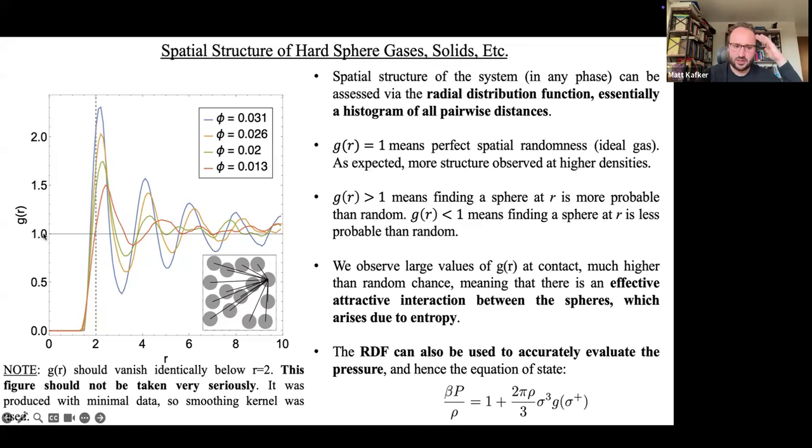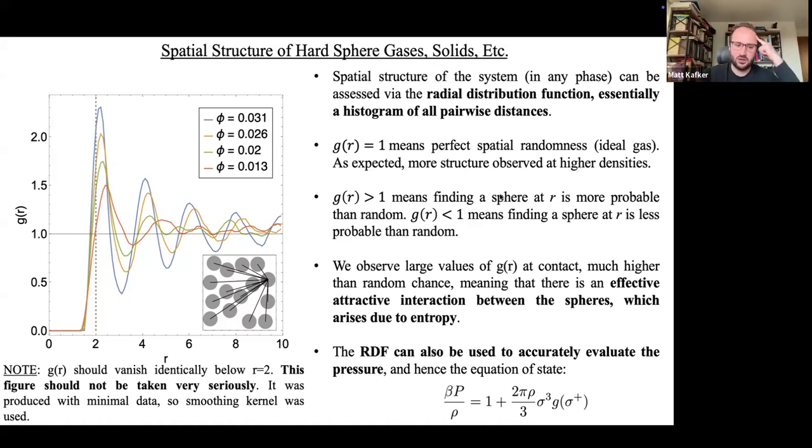So here's how to interpret this thing. g(r) equals 1 corresponds to total randomness. So if you just took random points in a plane, and then you passed them into g(r), you would get 1 with some small fluctuations on top of it. g(r) greater than 1 means that you're more likely than random to find two particles separated by distance r, and g(r) less than 1 means you're less likely than random to find two particles separated by distance r.